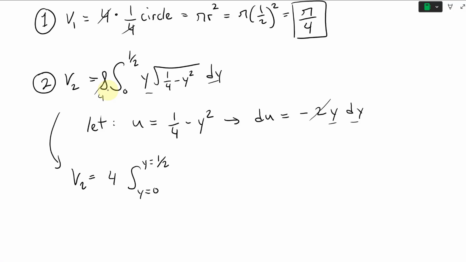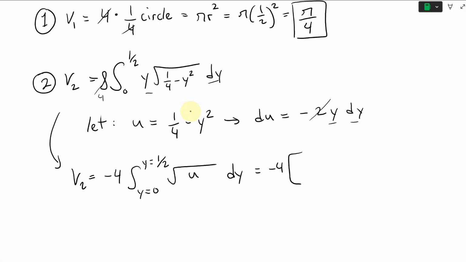So then this y dy, and there's a negative sign now, put this negative here. So negative 4, and now the y dy is just turned into a du. So we're just going to have a square root of u, because we replaced the u, this 1/4 minus y squared, and then du. So replace it all. Now this is just a basic integral right here. All right, so this equals 2, and this equals just negative 4.